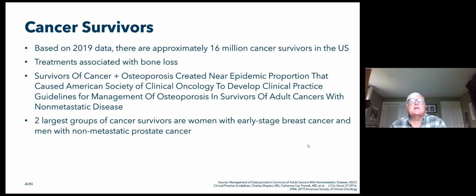And based on 2019 data, there's at least 16 million cancer survivors in the US. And again, the treatments are associated with bone loss, and cancer itself is associated with bone loss. And the two largest groups of survivors are women with early stage breast cancer and men with non-metastatic prostate cancer. And you can see what the medicines for prevention typically can do in these circumstances: the aromatase inhibitors for women, and Lupron and medicines such as that for men with prostate cancer.